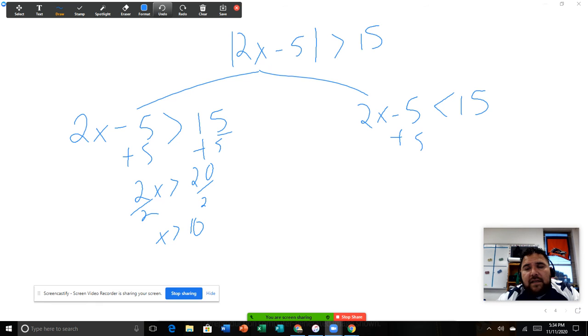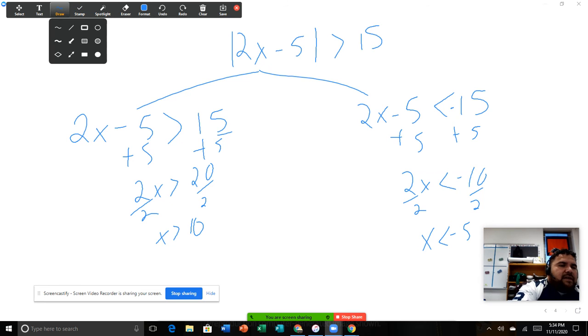Add 5 to both sides. Ooh, this should be negative 15, by the way. Add 5 to both sides. You get 2x is less than negative 10. Divide by 2. X is less than negative 5.